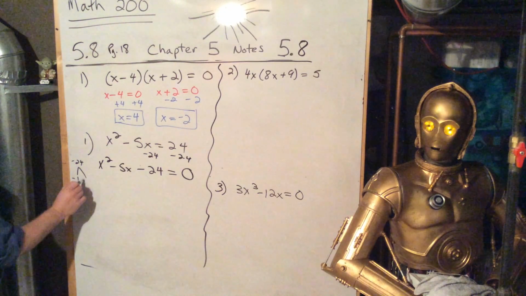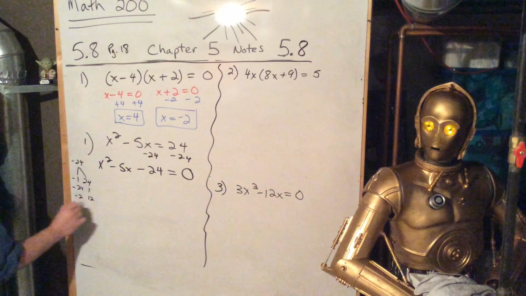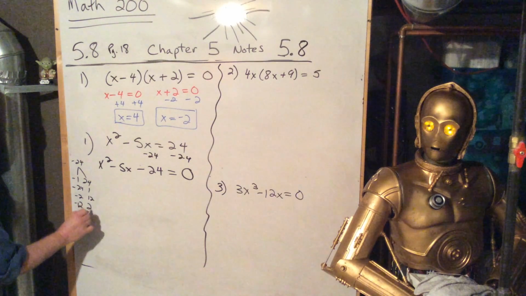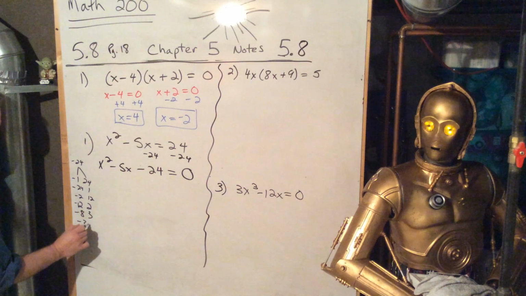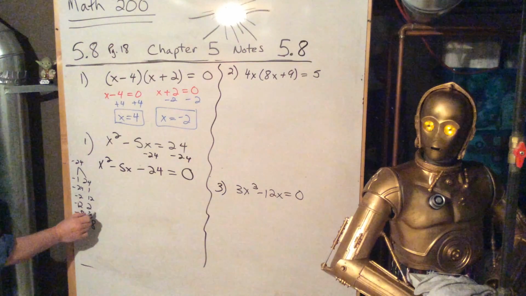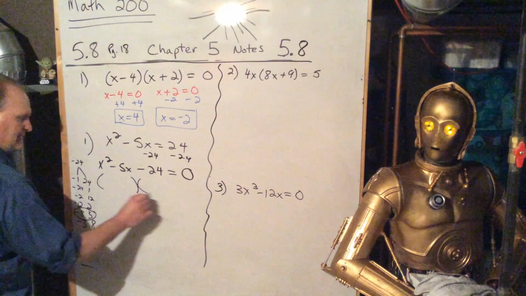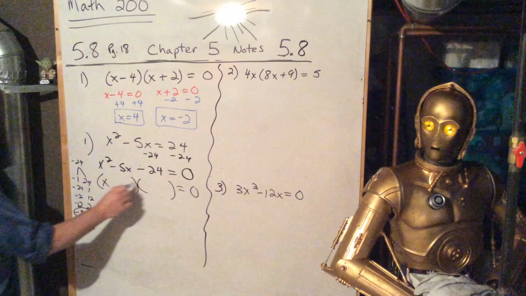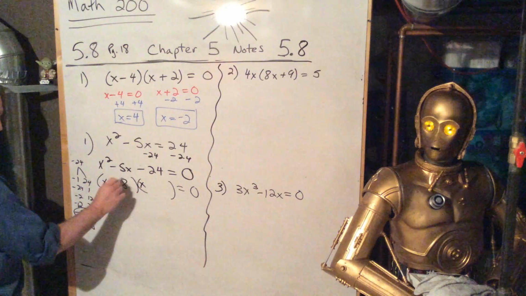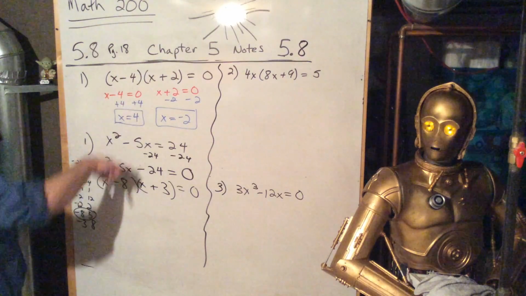-1 and 24, -24 and 1, -2 and 12, -12 and 2, -8 and 3, -3 and 8. That'll do it right there. -8 and 3. So we factor this out. We get to go right to the factoring step. X minus 8, x plus 3. And now we just do what we did up there.